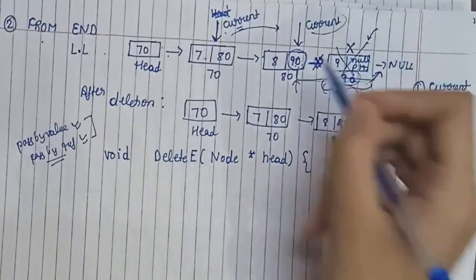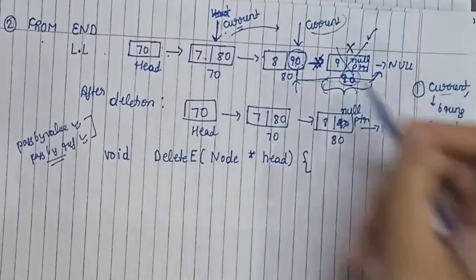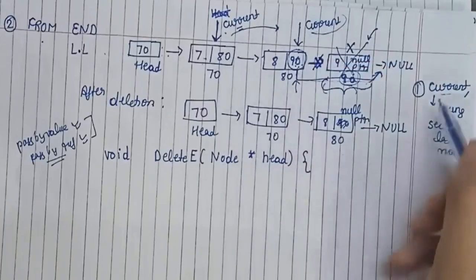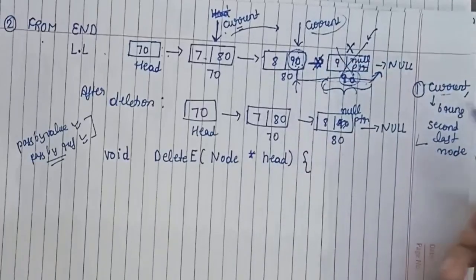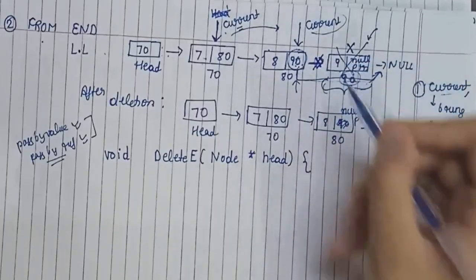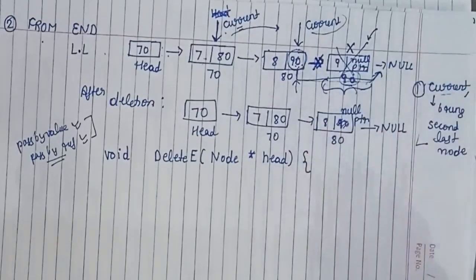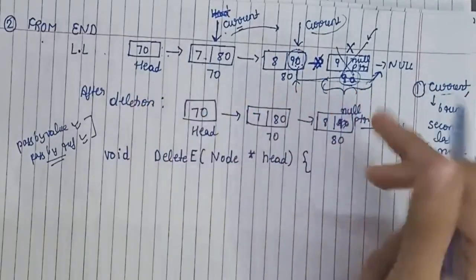So the first step is to make our current pointer point to the second last node. And how will you do this? You will do this using the while loop. And the second step is to break this particular link and connect this to the null pointer. So these are the two simple steps that you can perform to delete a node from the end.